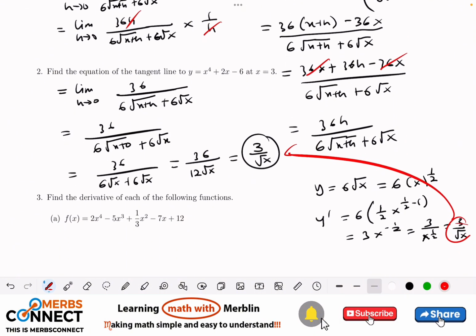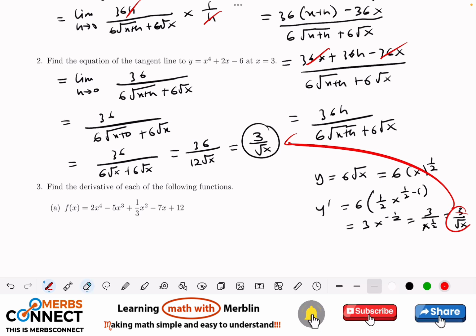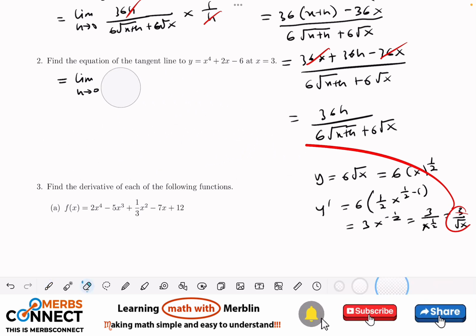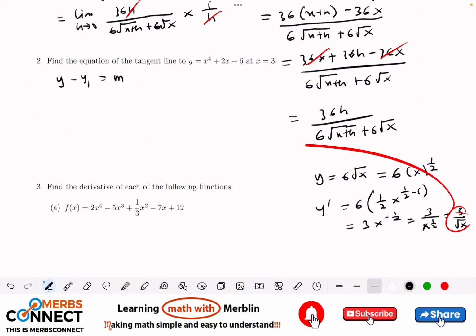Now let's look at our second question. Second question, we want to look at the equation of the tangent line. So what is the equation of the tangent line? y minus y1 is equal to m times x minus x1. So anytime they give us x, this x which is equal to 3 is our x1. So here x1 is equal to 3.